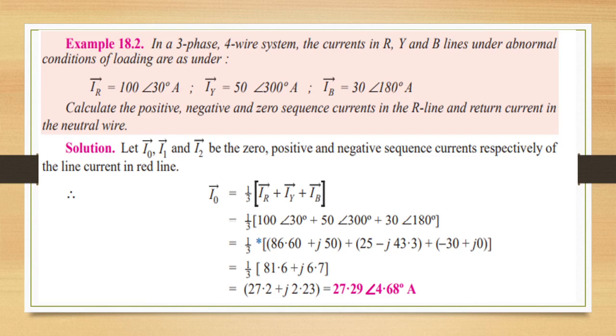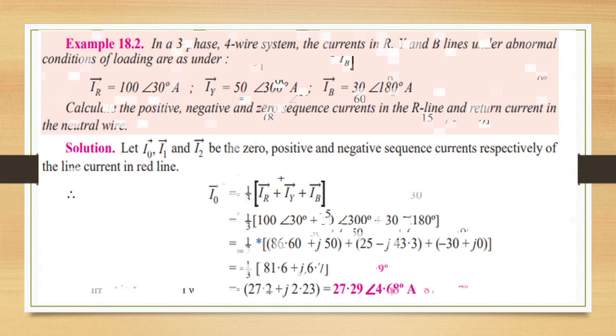So let I0, I1 and I2 be the zero, positive and negative sequence currents respectively of line current in red line. So I0 will be equal to 1/3 of IR plus IY plus IB. As they are given in polar form, because we have to do addition and subtraction in rectangular form, convert this polar to rectangular in your scientific calculator and add them. So we are going to get the value of I0 in rectangular form as 27.2 plus J 2.23, and in polar form it is 27.29 angle 4.68 degree ampere.